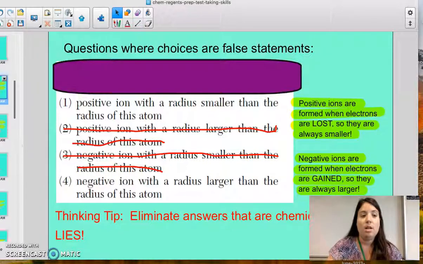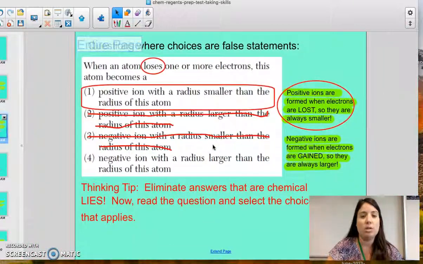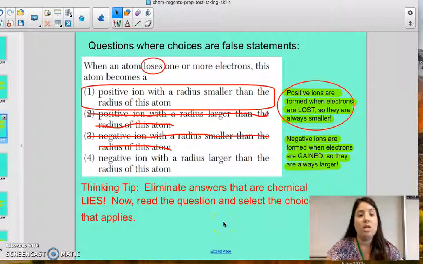Let's take a look at the question. Now they're referring to the fact that an atom is going to lose electrons. And so the key word here is whenever we lose electrons, that means it's going to become positive. So choice 1 will be the best answer. Again, eliminating answers that are chemical lies allows us to narrow it down immediately, and then we can find our correct response.